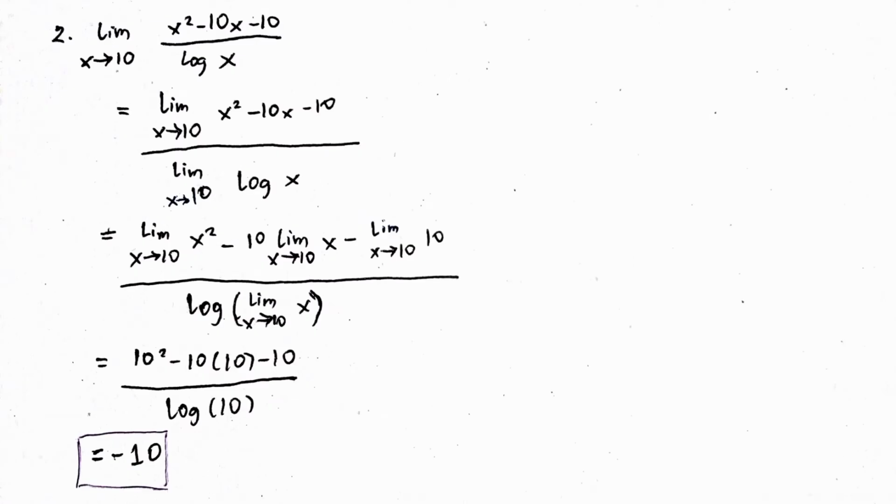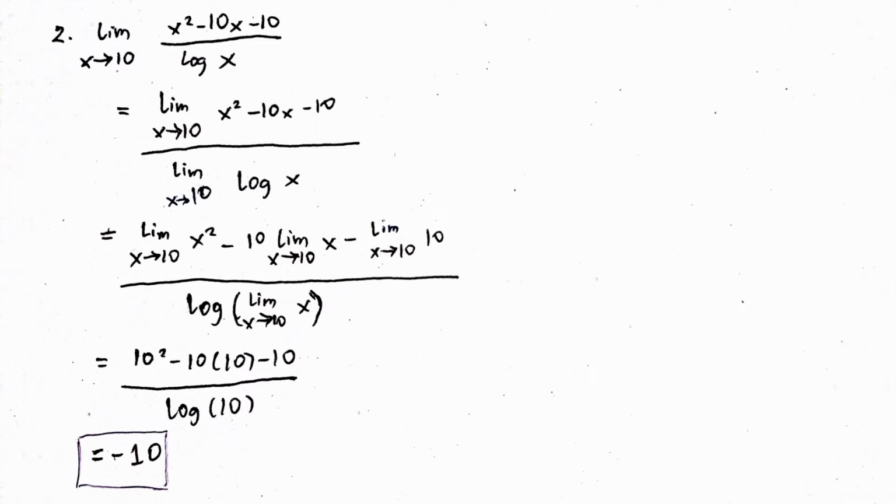Next, we have to find the limit of x squared minus 10x minus 10 all over the logarithm of x as x approaches 10. Similarly, let us apply the quotient theorem to solve the following limit. Now we have the limit of x squared minus 10x minus 10 as x approaches 10 all over the limit of the logarithm of x as x approaches 10.